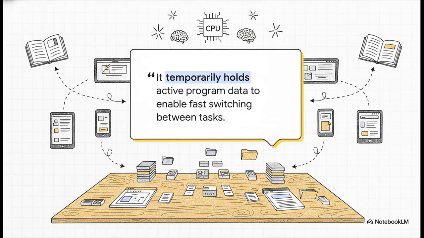In a modern multitasking operating system, when you open up multiple apps, RAM acts kind of like your wide-open disk space. It temporarily holds all that active data right there so the CPU can just switch between those tasks in a fraction of a second without you noticing any delay whatsoever.